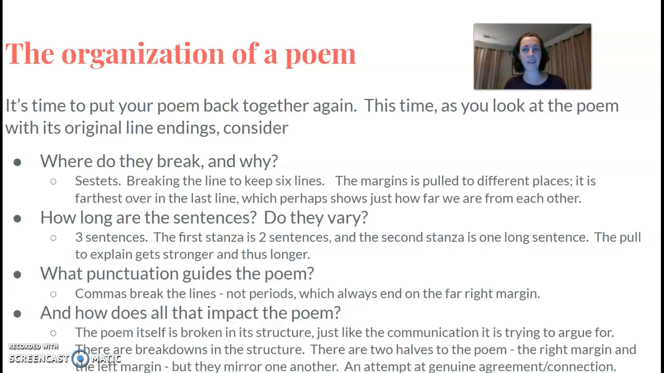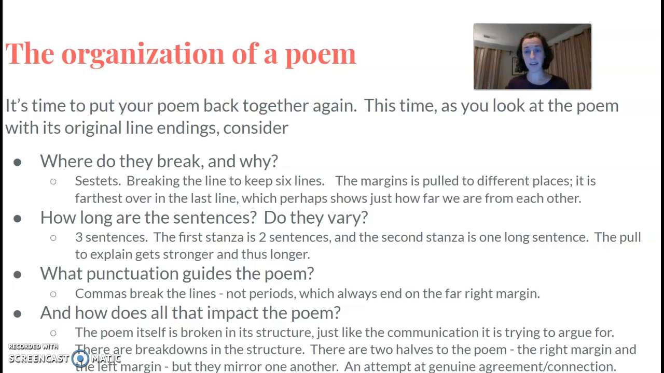And then why does all of that matter? All of this coming together, I'm saying the poem itself is broken in structure, just like communication is. There are breakdowns in the structure. There are breakdowns in the way that we can truly connect with one another.